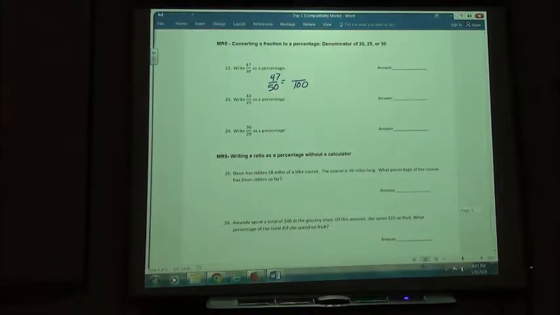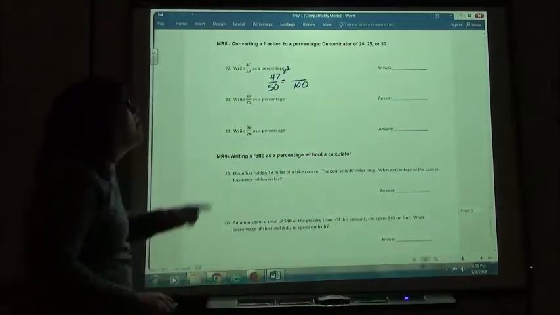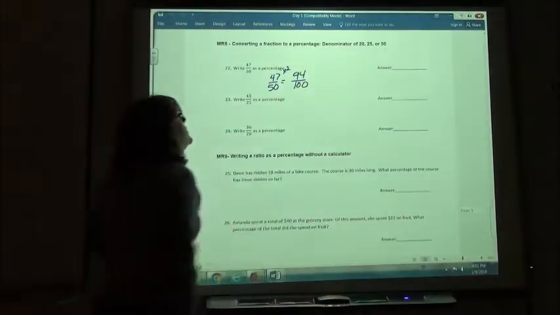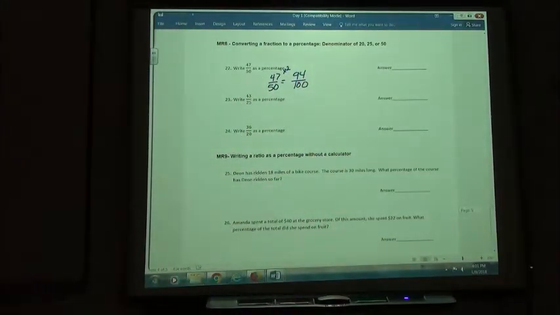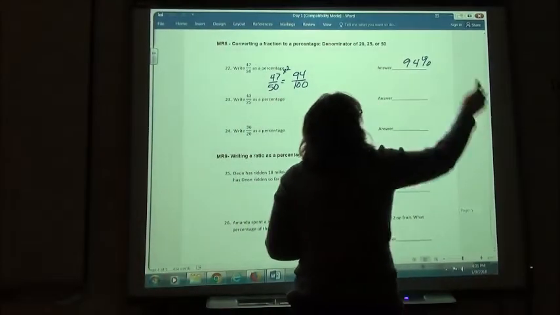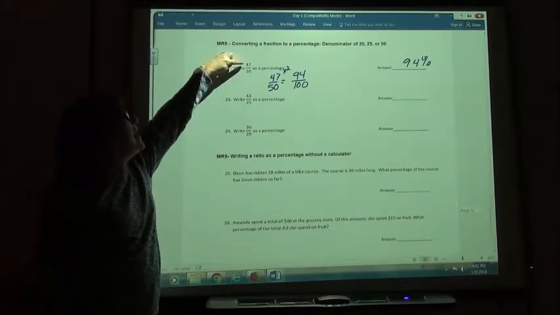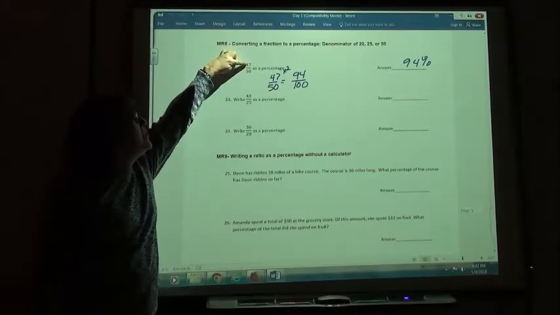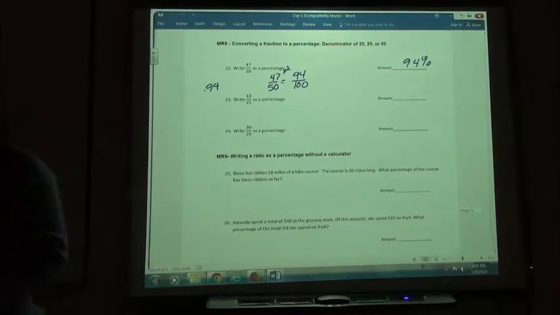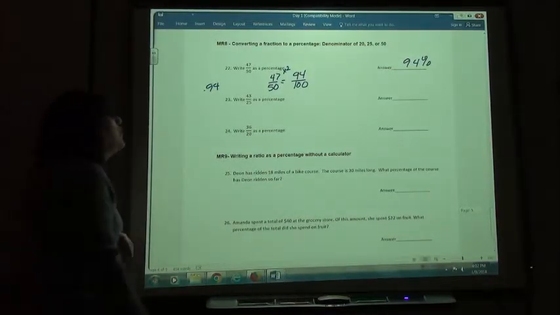50 goes into 100 2 times, so I could just take 2 times my numerator there. 47 times 2 would give me something like 94, right? So 94 out of 100 means I have 94%. Now you could have, like I said, taken your calculator, taken 47 divided by 50, it's going to give you 0.94, and then changed it to a percent also. They're just trying to give you a little shortcut.